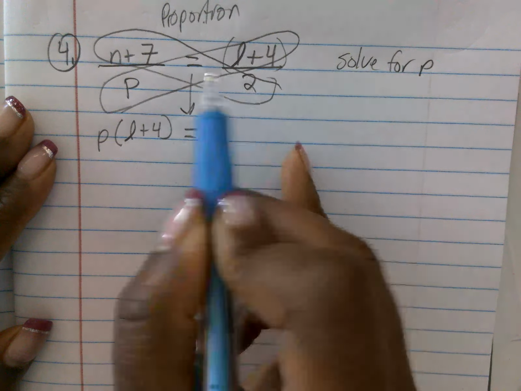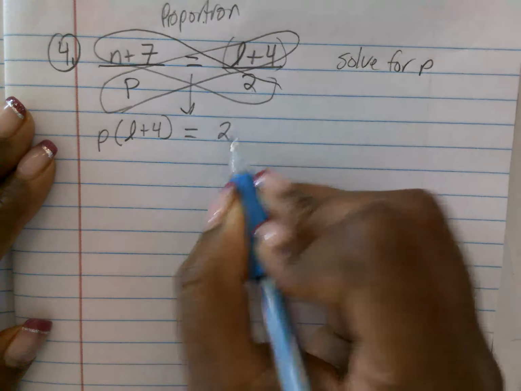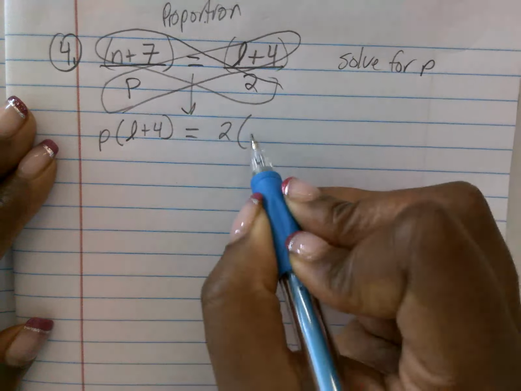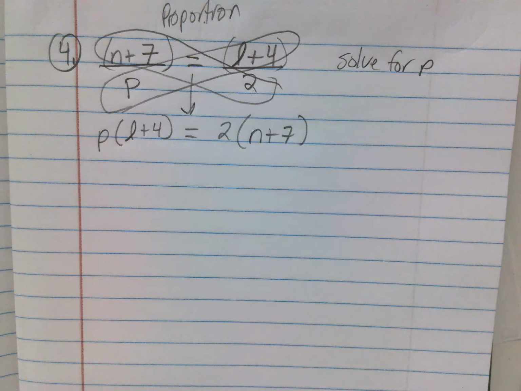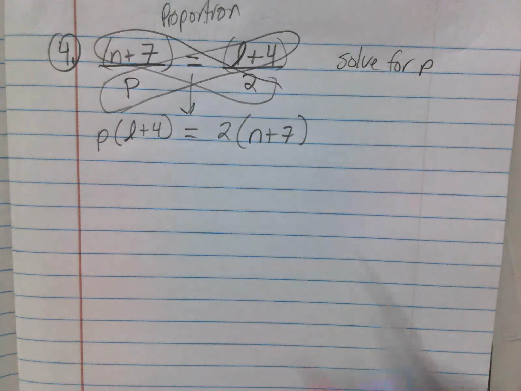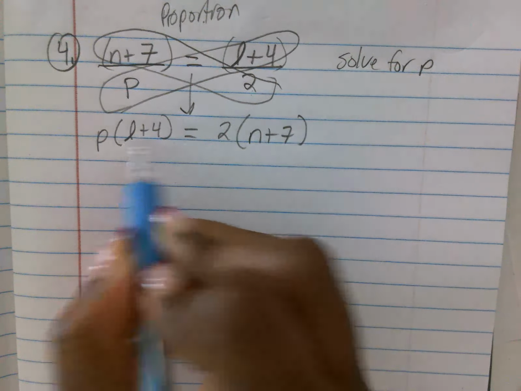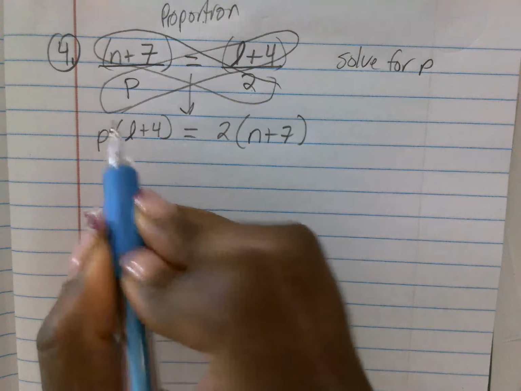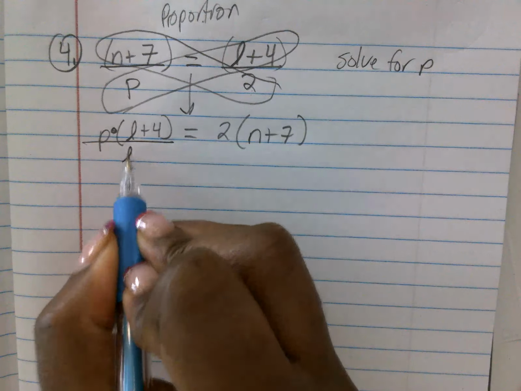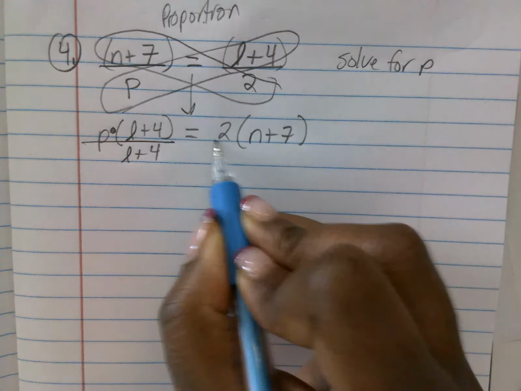And we're going to multiply 2 times this expression, N plus 7. So when you see a problem as such, you can cross multiply. Now, when we cross multiply, we're trying to get P by itself. So let's look at the same side as P. How is P attached to this right here? What operation is between P? What's the opposite of multiplication? Division. So we're going to divide both sides by this L plus 4.